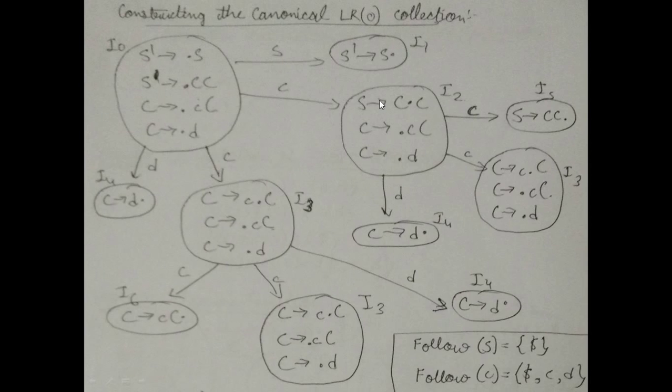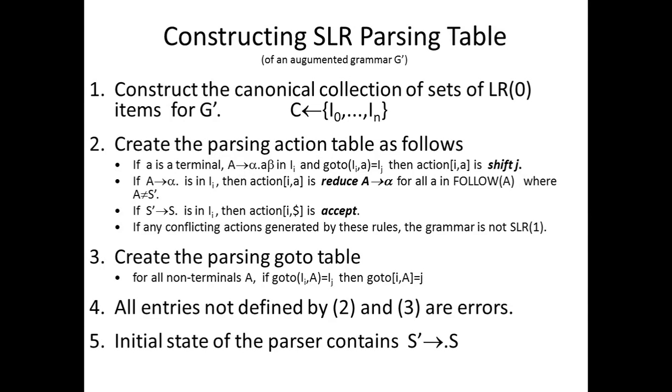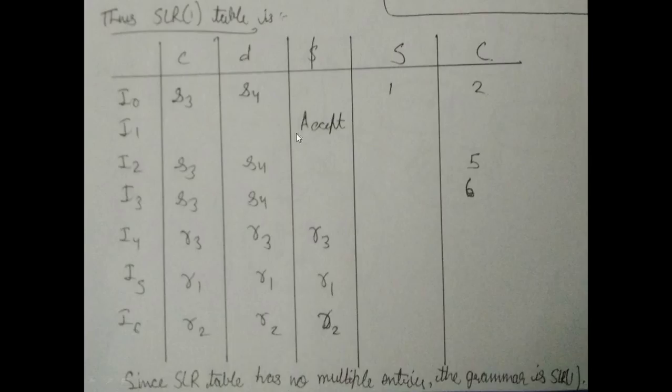Now we'll construct the SLR parsing table. For constructing the SLR parsing table, we use the following algorithm, where the most important part is the second point. Just try to recall this once we go to the table. Now the SLR table is this one, where we write all the states into the left hand side column and all the terminals and non-terminals in a sequential way on the top row.